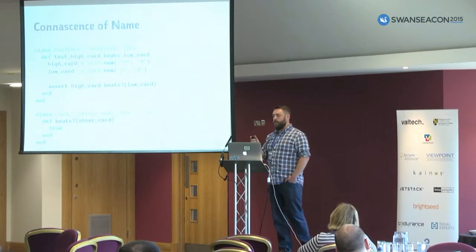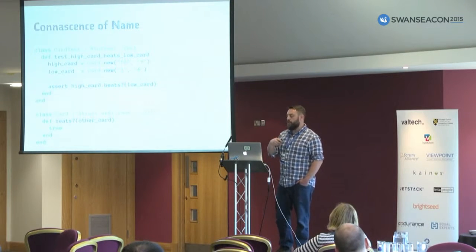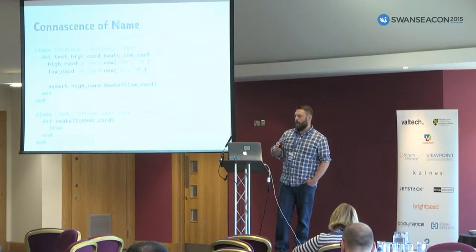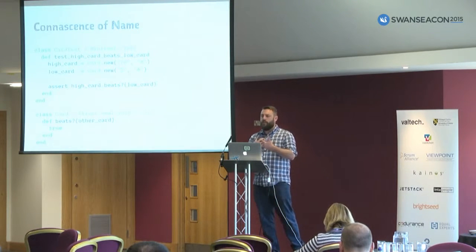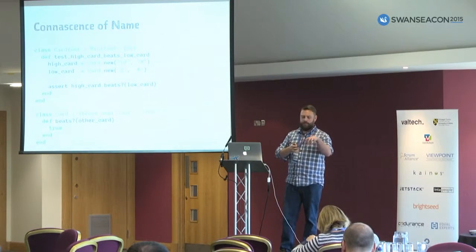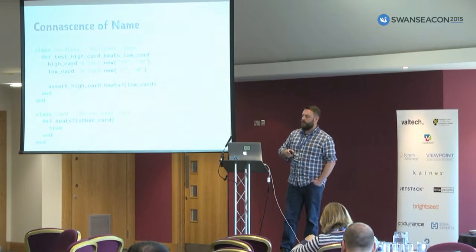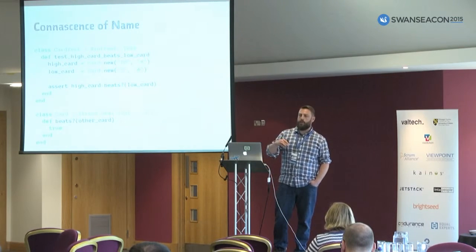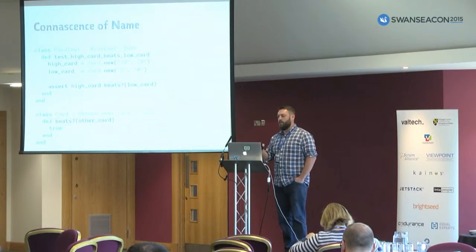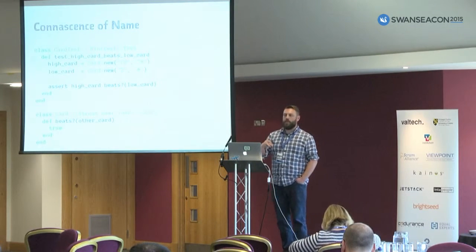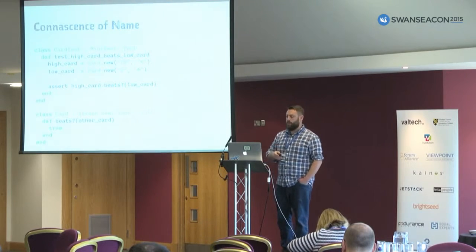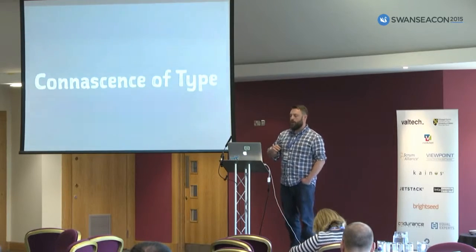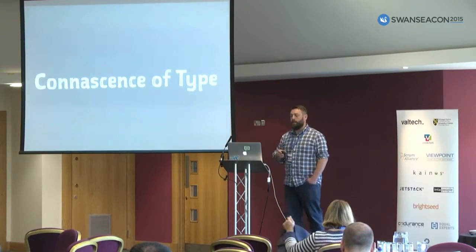So connascence of name is often the weakest form of connascence. And we don't always have to do much to get rid of it, because we have to have some level of coupling in our systems, otherwise we just have pieces of code sat on their own doing nothing. But connascence of name is often what you want to try to drive the other forms of connascence down to. So if you have connascence of type or position or algorithm, if you can push it down to connascence of name, that's really valuable.